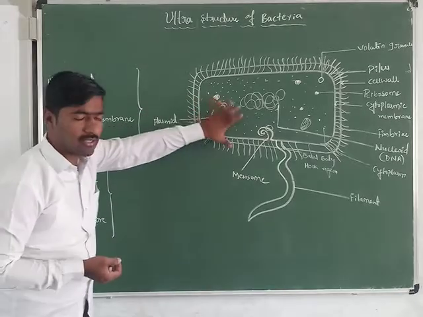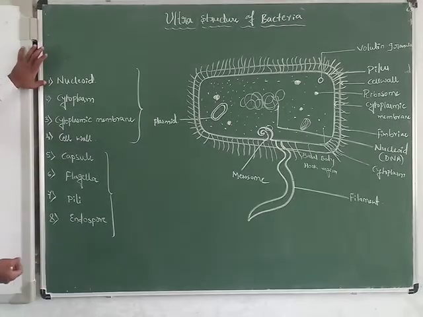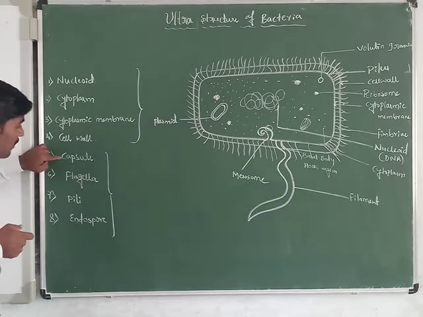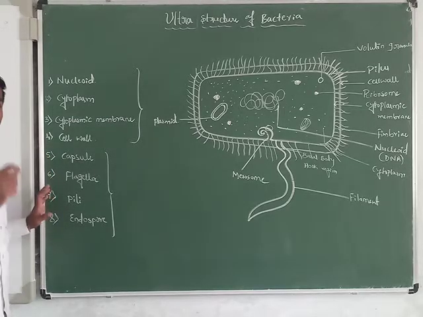In the bacteria cell, there are some parts. The first one is nucleoid, the second is cytoplasm, the third is cytoplasmic membrane, and the fourth is cell wall. These are the essential parts of the bacteria. The next ones, capsule, flagella, pili and endospores, are the other structures.